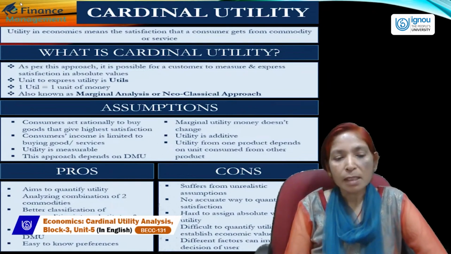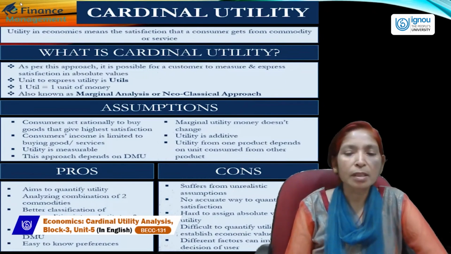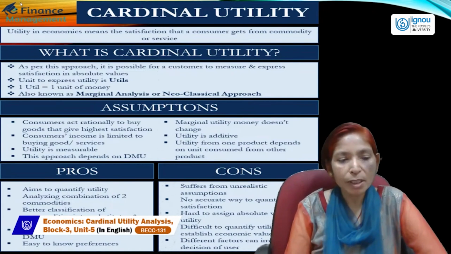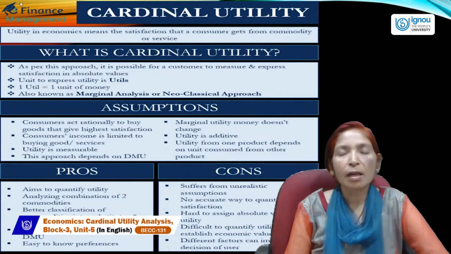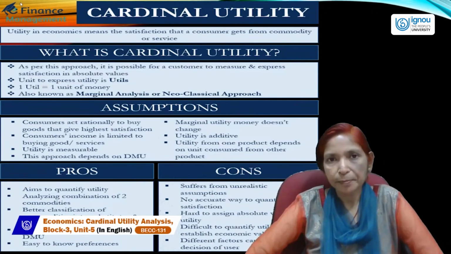Now, next is to explain the law of demand. We can explain the law of demand with the help of diminishing marginal utility. This is the benefit of this utility analysis approach. And it's very easy to know about the preferences of the consumer. So, these are the pros of this cardinal utility approach.